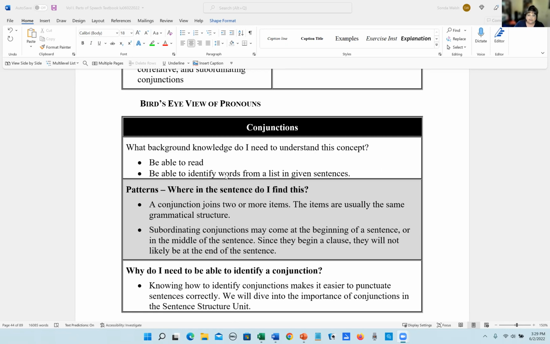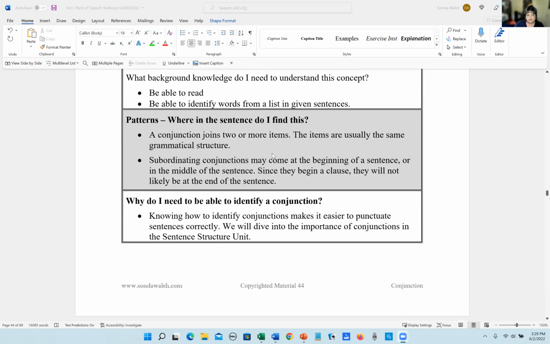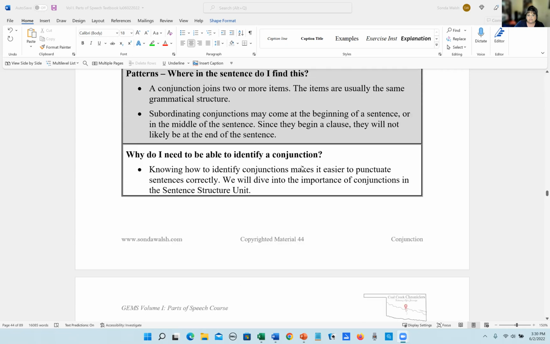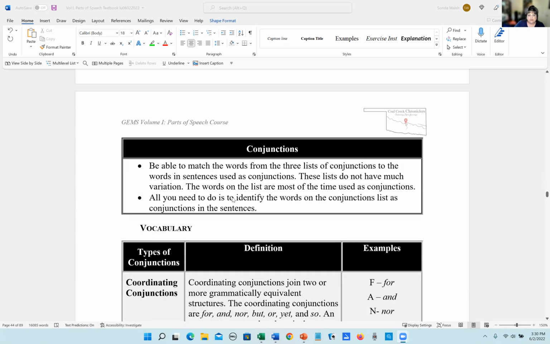You need to be able to read and identify words from a list. A conjunction joins two or more words, two or more items of the same grammatical structure. We'll talk about that a little bit more. Subordinating conjunctions may come at the beginning of a sentence or in the middle of a sentence. Since they begin a clause, they will not normally be at the end of a sentence. Knowing how to identify conjunctions makes it easier to punctuate sentences correctly. We will go into that later.